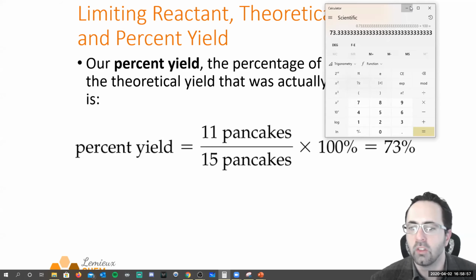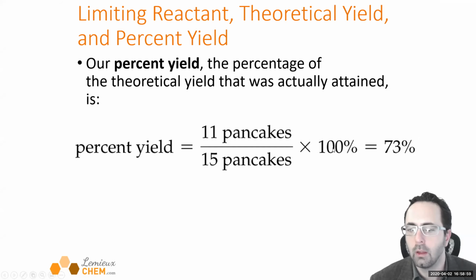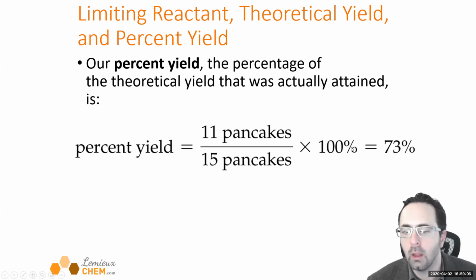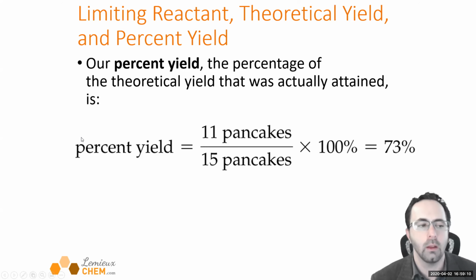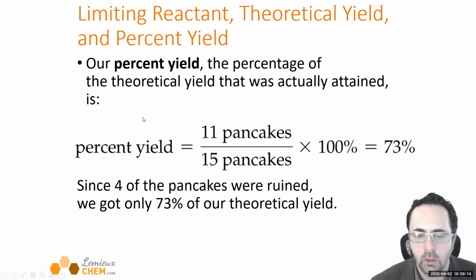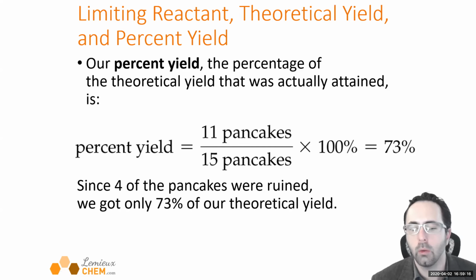Remember, percent behaves like a unit. We can always multiply by 100% because 100% means 1. You can always multiply by 1. Just make sure if you multiply by percent, you're tacking on the unit of percent. So since 4 of the pancakes were ruined, we got only 73% yield.